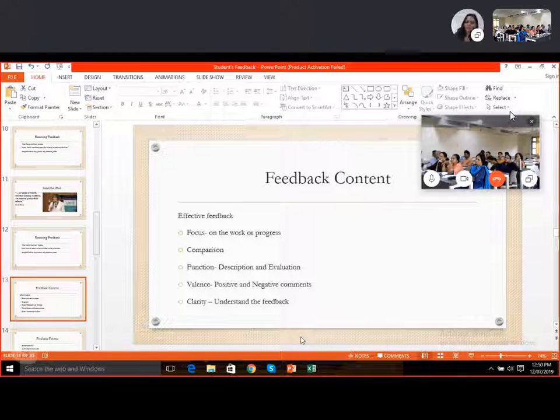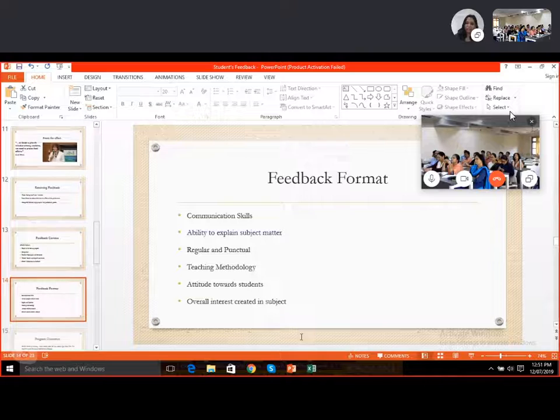It should be effective feedback, that is, focused on the work or progress. Comparison means comparison between current and desired performance, not between two teachers. Comparison between our performance only. Function, that is description and evaluation. Balance, as I said, some positive and some negative comments will be there. Clarity, the student should understand the feedback, because if it is descriptive, it should be understood by him. There should not be any ambiguity. So these are the effective contents of any feedback.